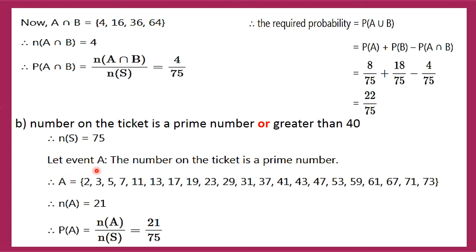Now let the event A be defined as the number on the ticket is a prime number. So we can write the event A, that is 2, 3, 5 till 75 we need to write. So the last number in between 1 and 75 is 73. These are all the prime numbers. That is, n of A is equal to 21. There are 21 elements in this event. Then the corresponding probability is calculated by n of A upon n of S, which is equal to 21 upon 75.